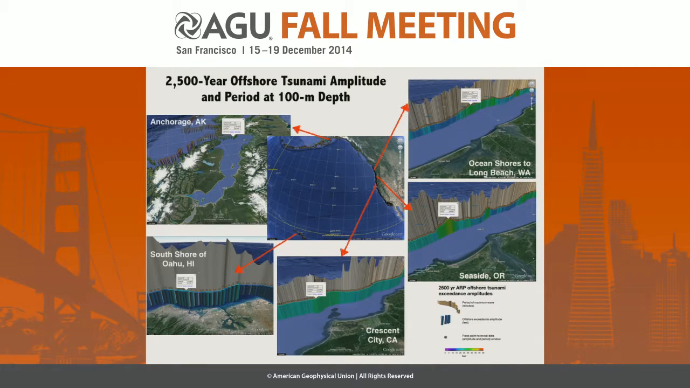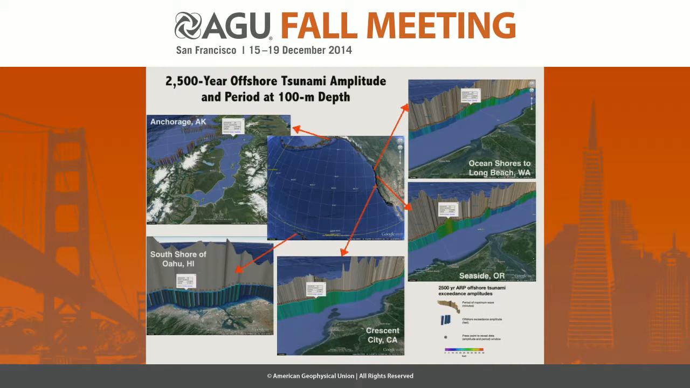So here are some examples of the 2,500-year offshore tsunami amplitude and wave period at 100-meter depths. You can see all the values are mapped over on Google Earth. When you zoom in, you can see two different kinds of bars. The lower color bar indicates the offshore tsunami amplitude at 100-meter depths. And the brownish bars are the wave period.